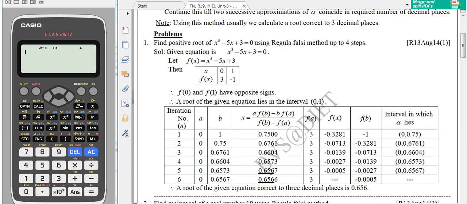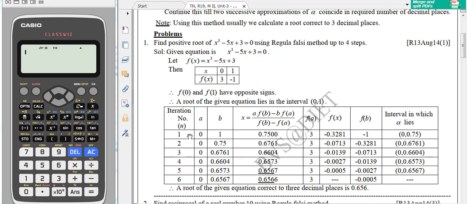Like that we continue this process till two successive functional values coincide in the first 3 decimal places. To have 3 decimal places accuracy, we use the calculator with 4 places fixation, so that the truncation error will occur in the last decimal place. So we'll have the accuracy up to the 3rd decimal place, and whenever 2 successive x value approximations coincide in the first 3 decimal places, you can terminate the process and conclude the problem. Here 0.656 is the root corrected to 3 decimal places for the given equation.